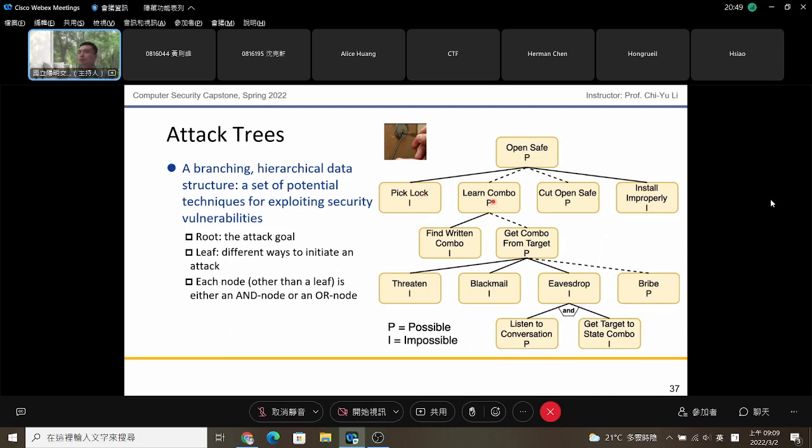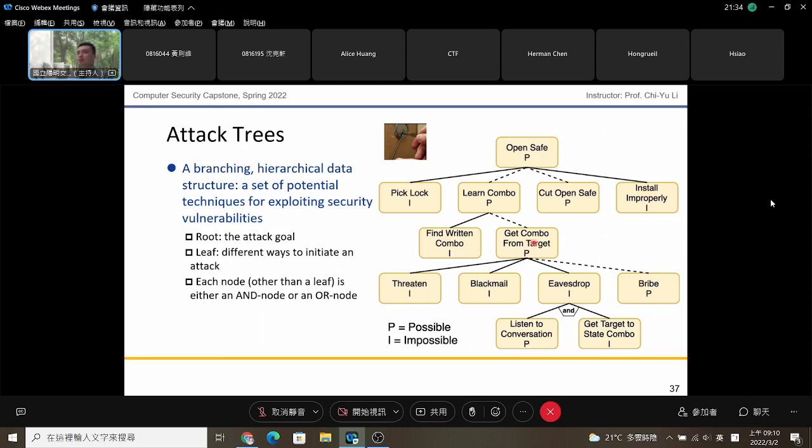And the second one is to learn combo. Try to learn the security code which can be used to open the safe. So it is possible. Then how to learn the combo? Actually, there are two ways. The first way is to find written combo. This means maybe the owner may write down the combo code on a paper, but now the owner does not do it after understanding this. So this is impossible.